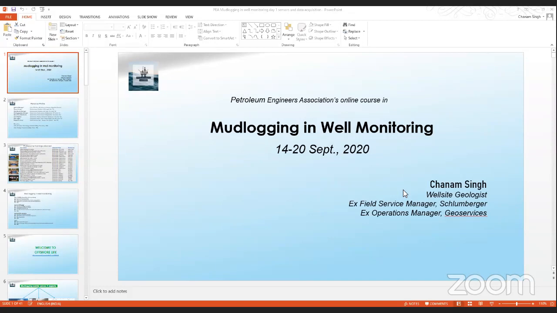This is the Geo Services logging unit with LS2. Here is the crew. Please introduce yourself. My name is Jeff. I'm from Indonesia. Hi guys, good evening. This is Rana from India.